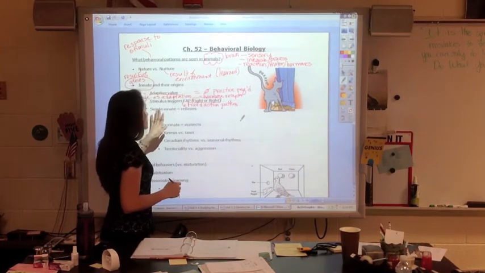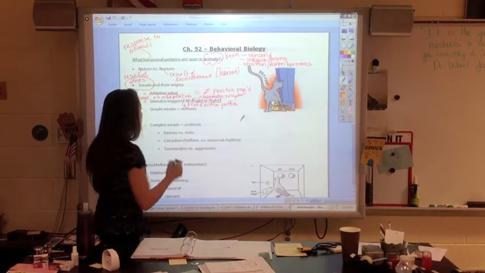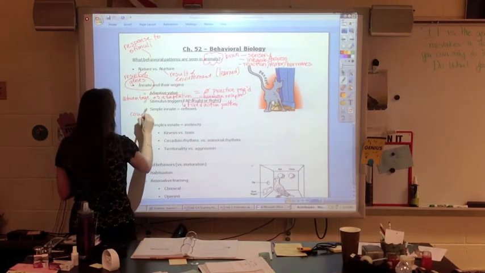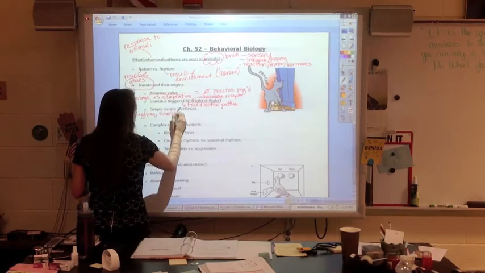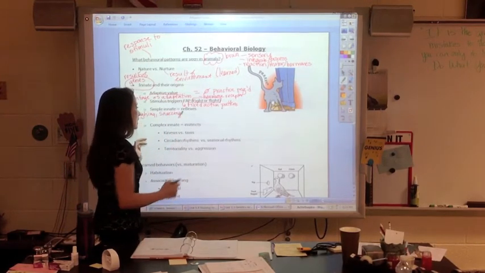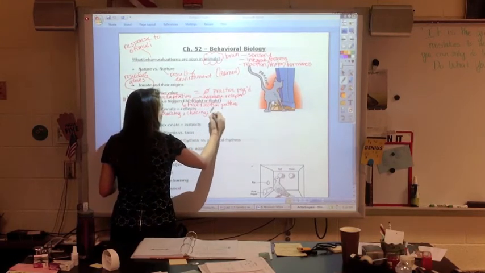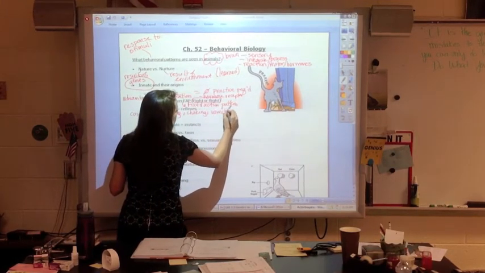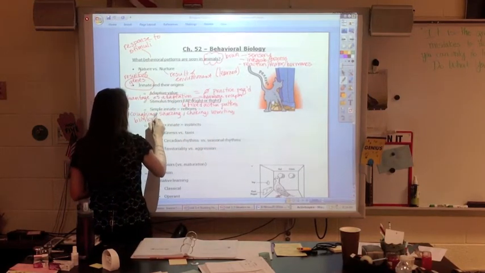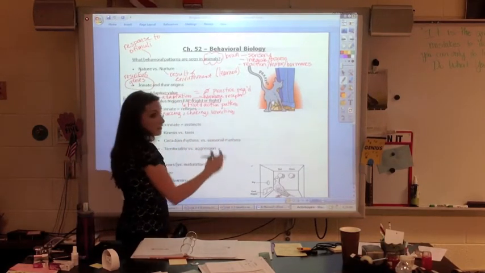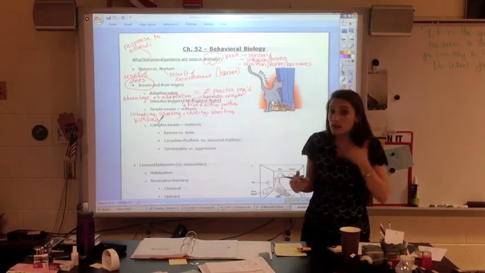But what we need to know about simple innate behaviors is it's more than just pulling back. It's coughing. It's sneezing. It's choking. It's vomiting. It's blinking. Reflexes can be any of these, and you should be able to identify what is the adaptive value of vomiting.